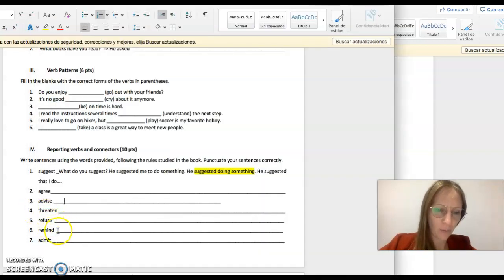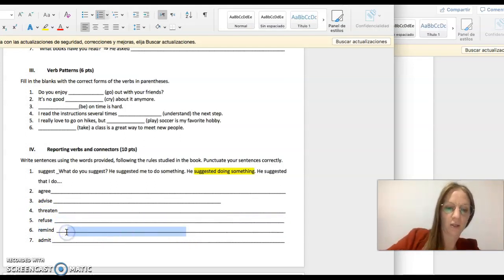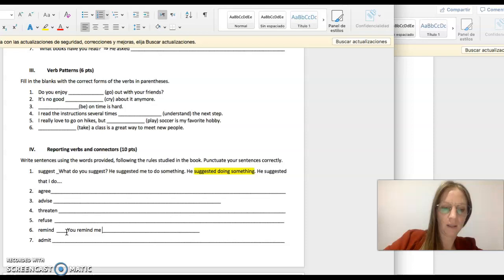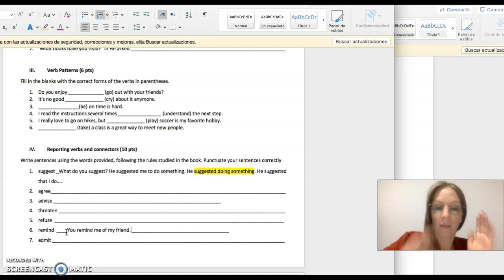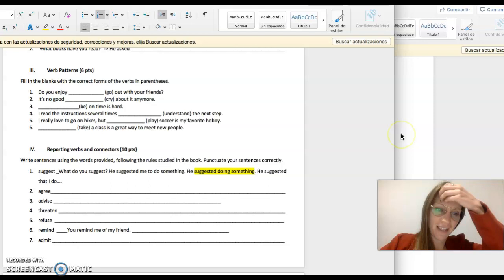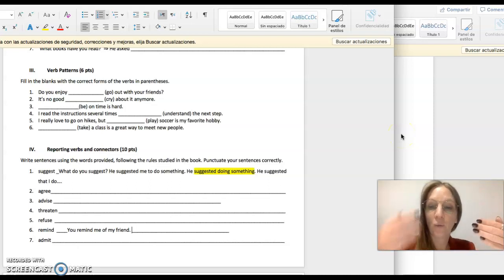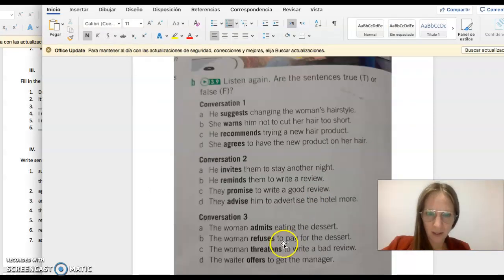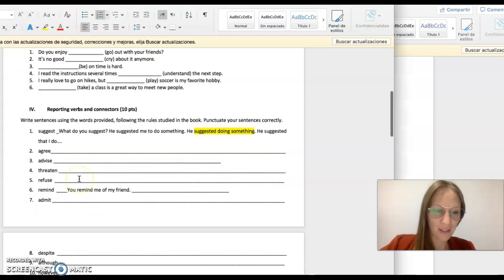So same here with remind. Sometimes you wrote beautiful sentences like, you remind me of my friend, but that's not our learning objective. Our learning objective is how to combine remind with another verb. How do we do that? So we look here, reminds, object, and then infinitive. He reminds them to write a review. I remind you to complete the homework. You remind me to send you an email, okay? That kind of thing. All right, so that is the first part.